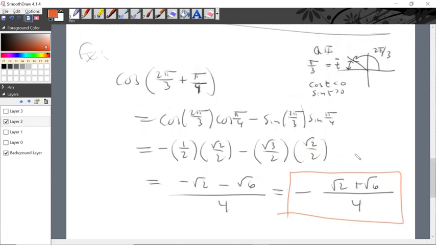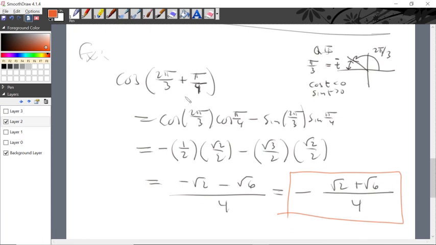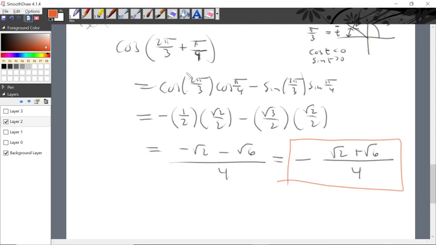And you can check that on the calculator. You could convert these into degrees if you'd rather do that, and use degrees instead. That would be fine. What is 2 pi over 3 plus pi over 4?